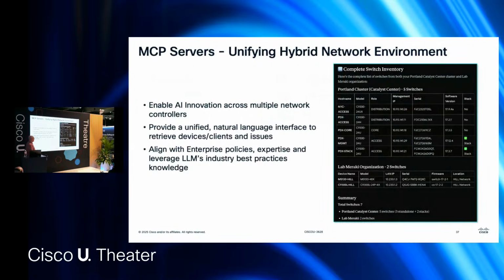So from a summary perspective, I think it's very easy for us to enable AI innovation. MCP servers are transformational in the way that makes it so much easier to embed AI in our network management platforms. And especially when we start to look at multiple controllers, multiple platforms, from security, from WAN, from campus perspective. Some are cloud-based, some are on-prem.